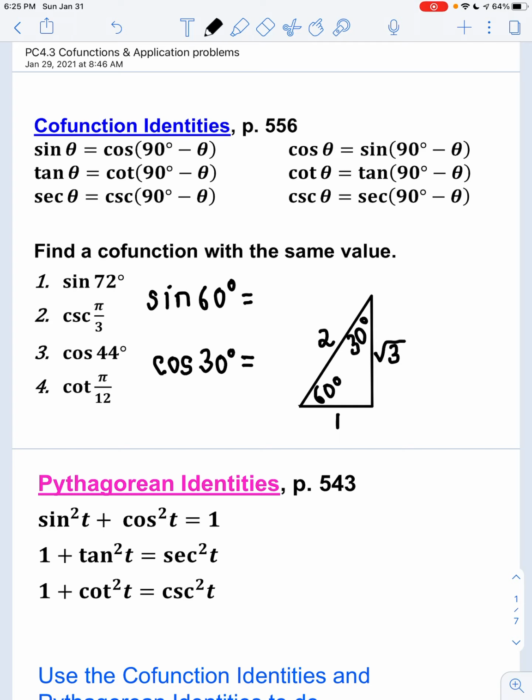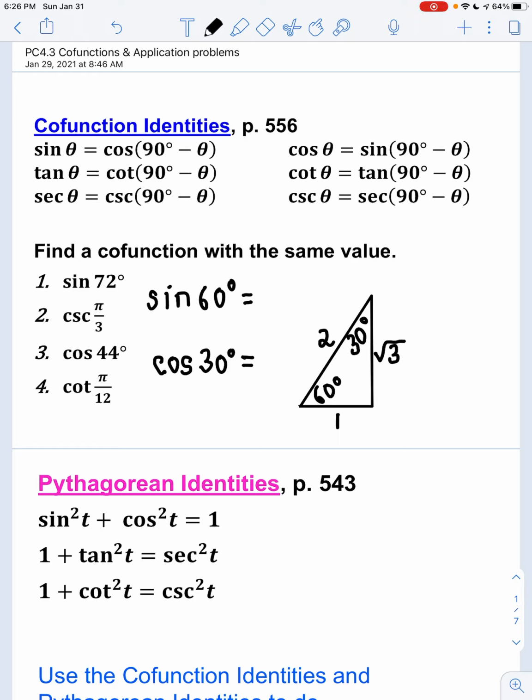I'm going to start with what are called the cofunction identities. And the cofunction identities partner sine and cosine together, secant and cosecant, and tangent and cotangent. Now, it's not the same as the reciprocal identities because sine is partnered with cosecant and cosine with secant. Here, sine is partnered with cosine, and secant and cosecant are partnered. Tangent and cotangent are still partnered together here as they are with reciprocal relationships.